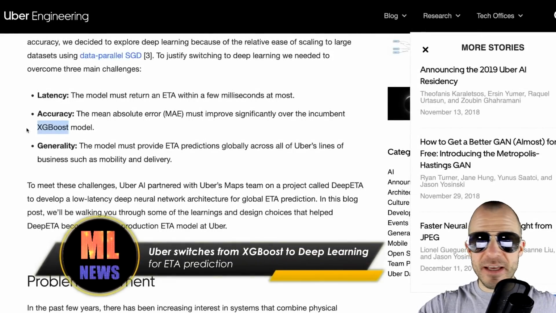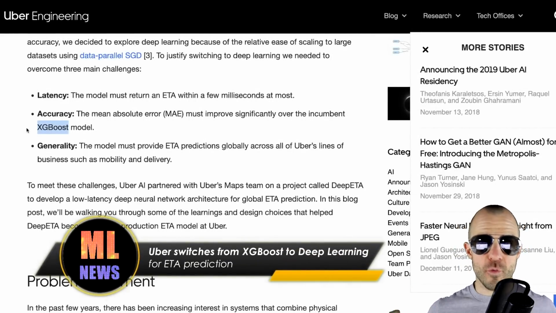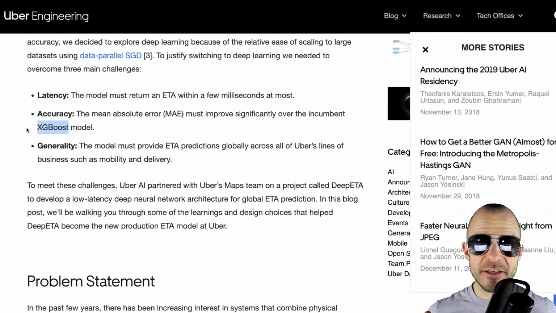So they used to have this big XGBoost model that predicted when stuff would arrive. And in the blog post, they detail that that just didn't scale anymore. They had more and more data they needed to incorporate. They wanted to get more accuracy, more diverse business cases, more locations. So they switched to deep learning.